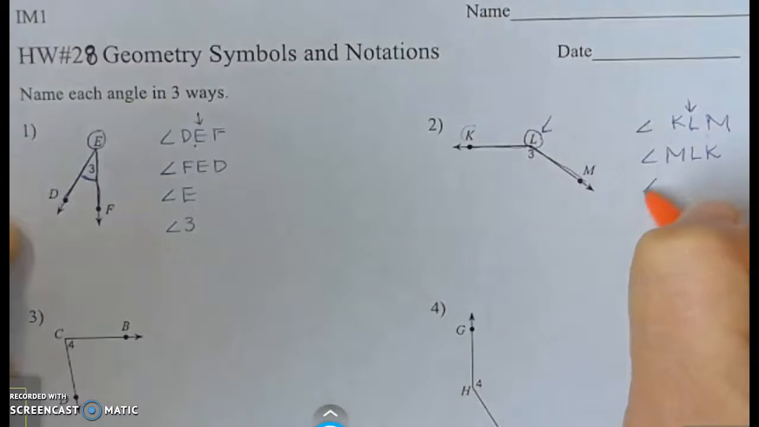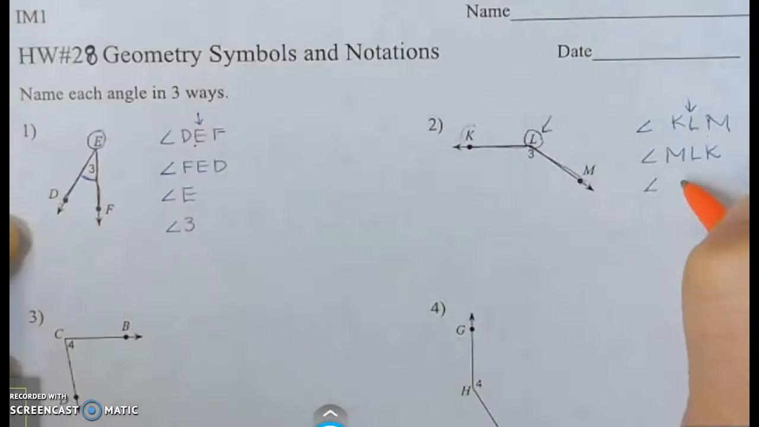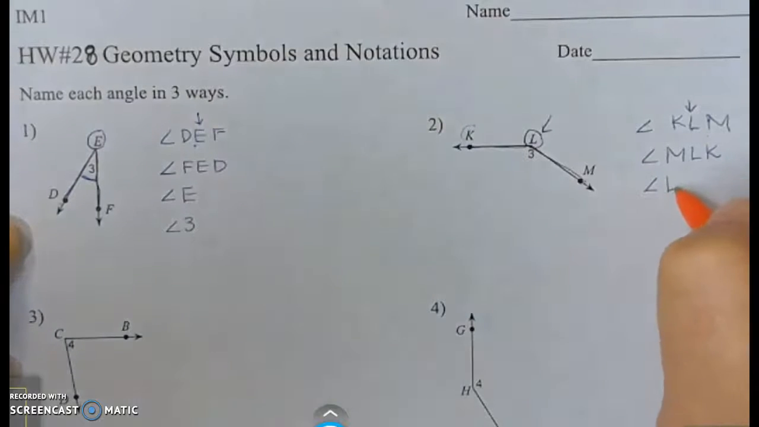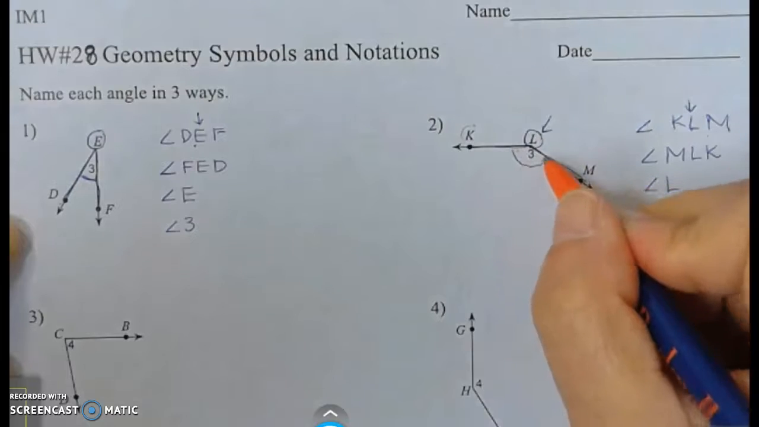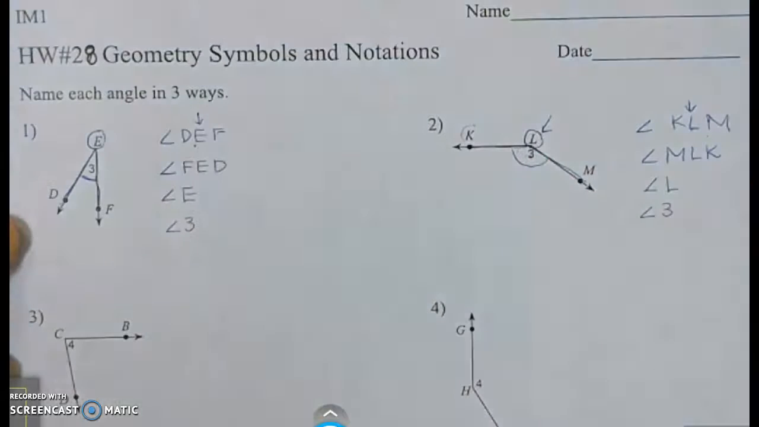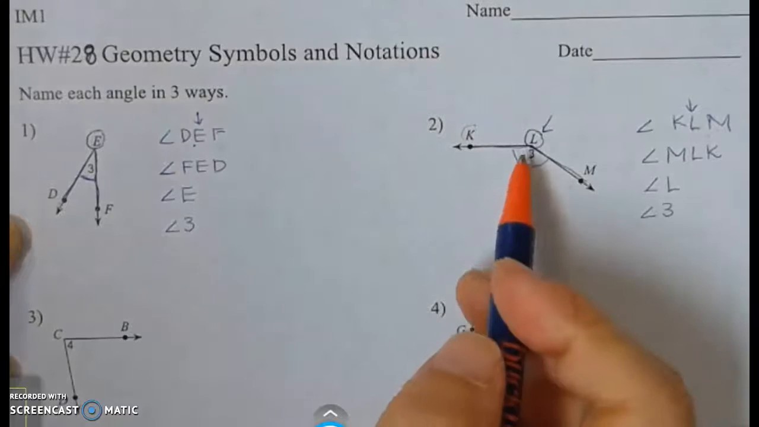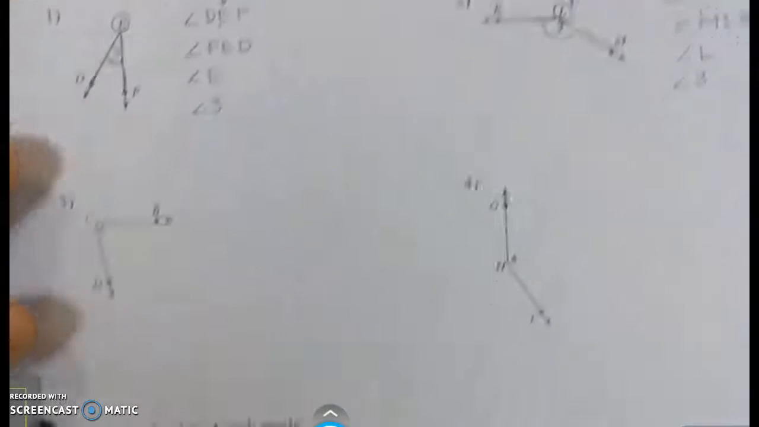Another way I could call this is just by the vertex, because there is no other angle that could be called angle L. And a 4th way is just calling it angle 3, because we have a number that says it's angle 3. It's not saying it's 3 degrees, it's referring to the 3rd angle here.